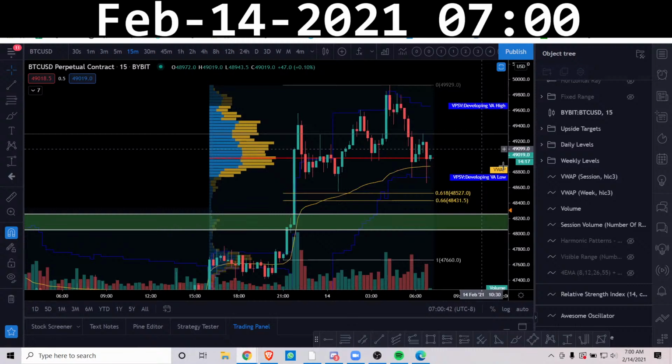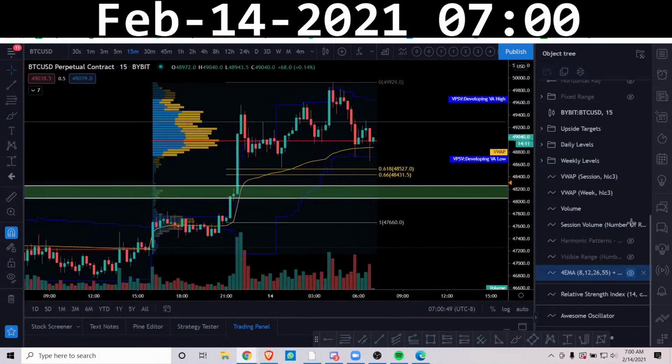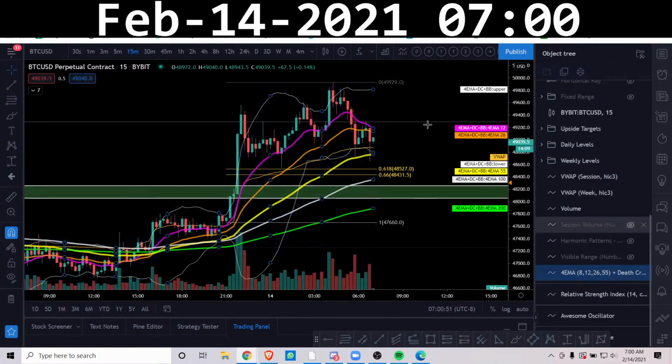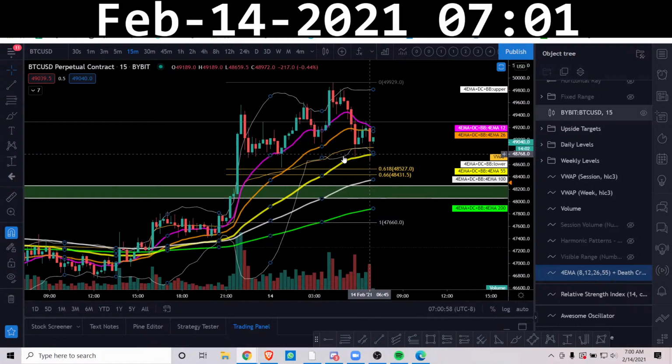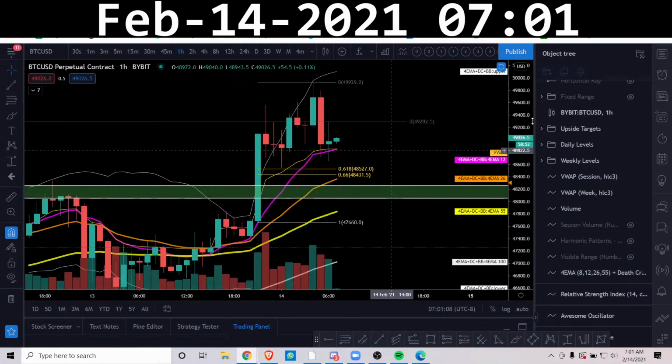Let's see if we get the bounce. I'm gonna pull out the EMAs. Yeah, so we had a 55 EMA bounce that was holding us. We had the lower Bollinger Band on the 15-minute holding us up. We also had on the 1 hour, we had the 12 EMA that's holding us up as support right now currently.